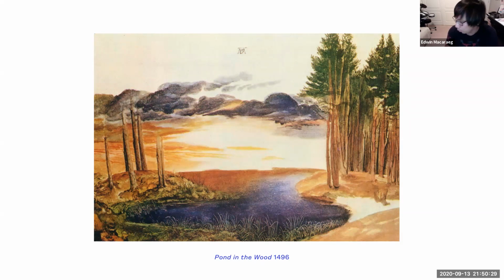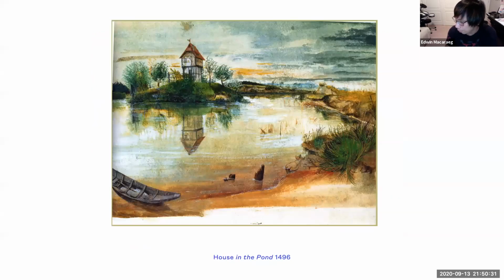And let me go ahead and move on to the next work of art here, House in the Pond, 1496, by the same artist. And you can see a little bit more recognizable watercolor characteristics here, especially in the upper right-hand corner. And for those who are somewhat experienced in watercolor, you might recognize some of the dry brush technique being used here.